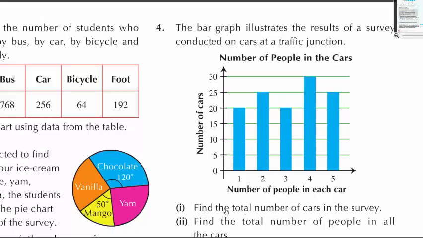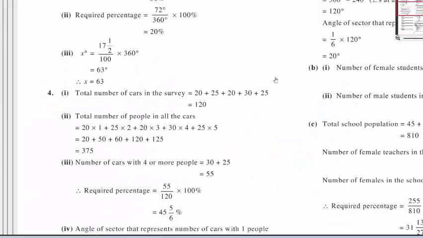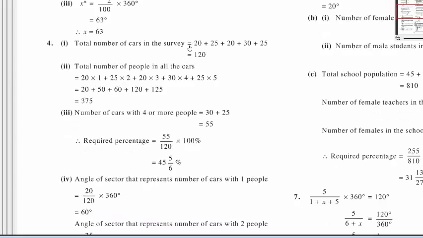So here they say find the total number of cars. Okay, so you look at the vertical axis, the total number of cars will be 20, adding to 25, adding to 20 again for the third bar, adding to 30 for the fourth bar, and adding to 25 for the fifth bar. So that's the answer for question 4. You just add up the height of the bar. The answer is there will be 120 cars.